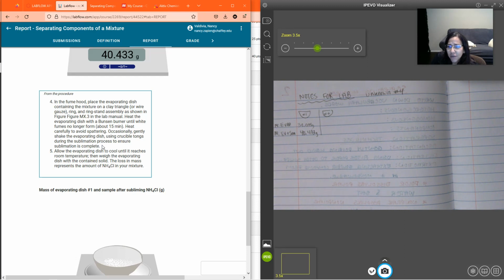Occasionally gently shake the evaporating dish using crucible tongs, right? So we're moving it around. Spattering means it's so hot that the compounds are going to be jumping out at you, right? And you don't want that to touch you. It's going to burn. Okay. Allow the evaporating dish to cool until it reaches room temperature. Weigh the evaporating dish and the contained solid. The loss in mass represents the amount of sodium chloride in the mixture.